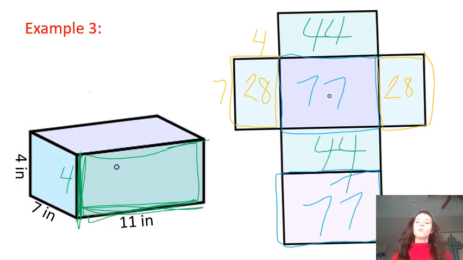So now we have found the area of the individual rectangles, and we need to just add them up. Let's do a little bit of mental math before we start writing this all out. And I'm going to cross them off as I write them over. So 44 and 44 add up to what?